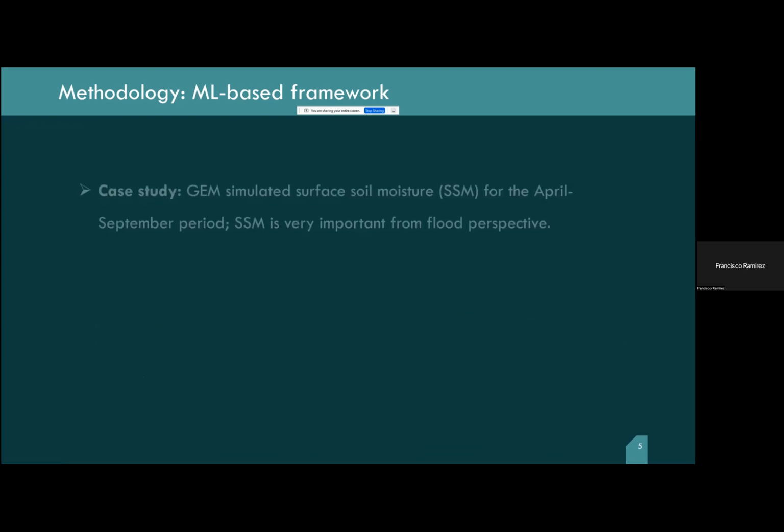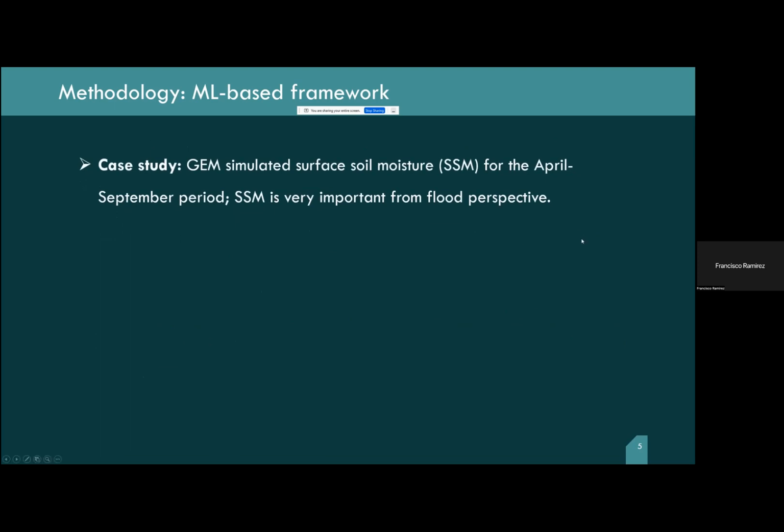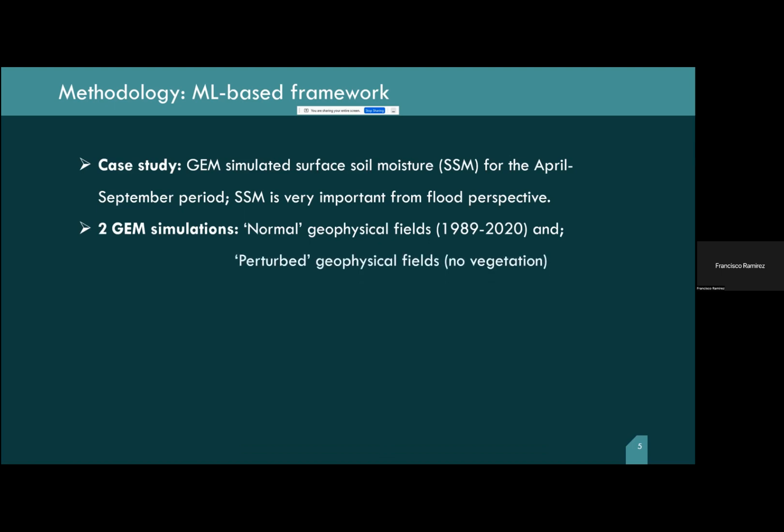Okay, for this study, we used 2 simulations from GEM to simulate the months of April to September over a 32-year period. As these are the most relevant months in flood studies, as I said, we ran two simulations. The first one we labeled normal, since the geophysical fields intend to represent regular conditions to approximate observations. And the second simulation is designed to be heavily biased. To this end, the vegetation was removed from the geophysical fields.